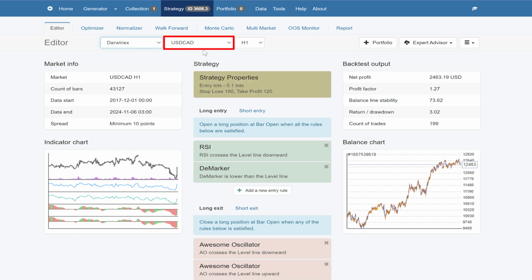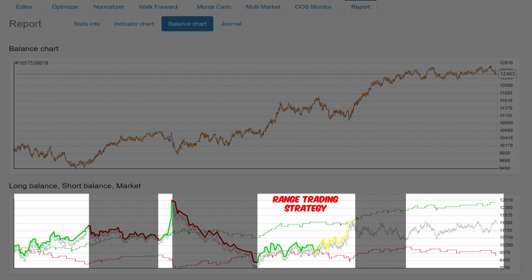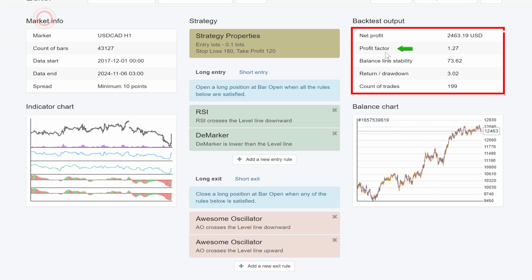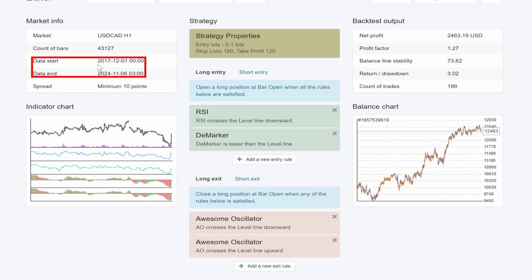I've developed it for the USDCAD H1 time frame. It's quite choppy, it's ranging quite a lot. It's a good symbol for this strategy. When there's a trend it doesn't tend to perform so well, but when it's ranging it tends to work quite well. The statistics are good. We've got a profit factor of 1.2, a pretty steady balance line, and a return to drawdown of 3, which is excellent, and that's tested over the last 7 years of data.